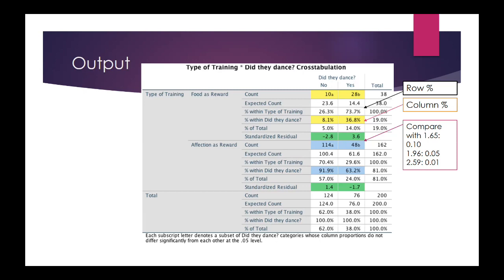On the other end, same thing, this 36%: yes, they did dance with reward. Whereas on the other side, we have 63%: yes, they did dance with reward.